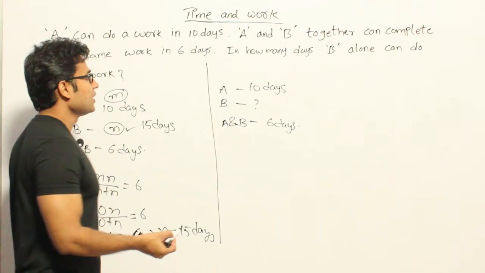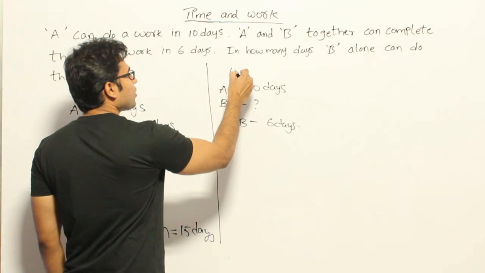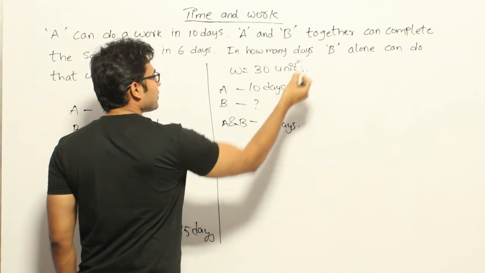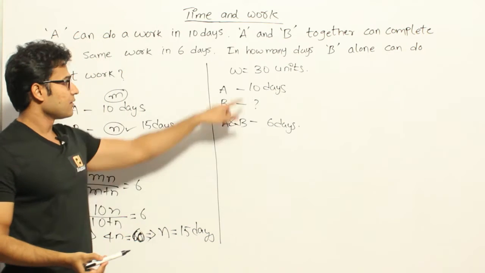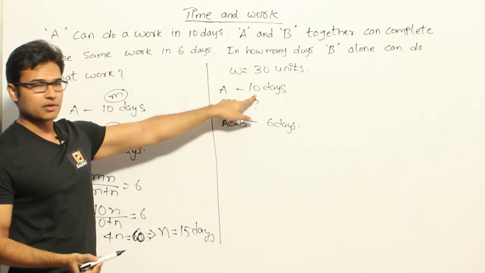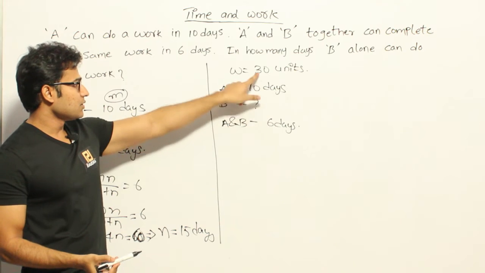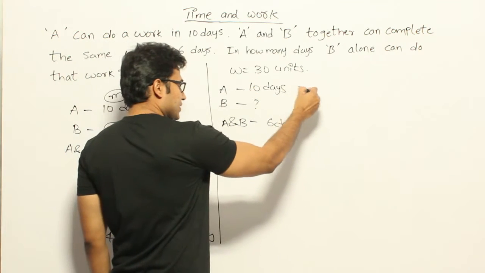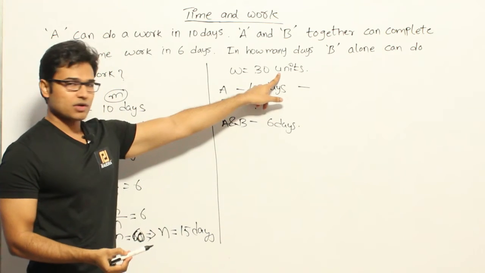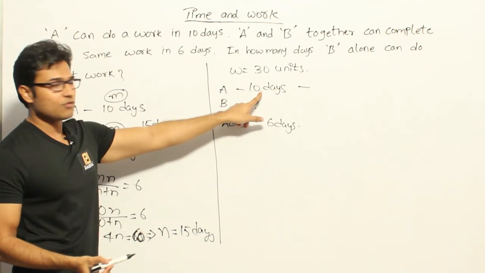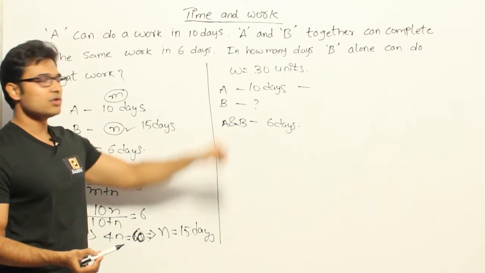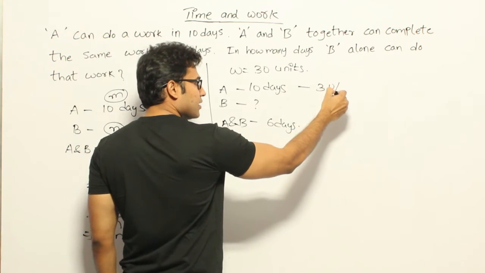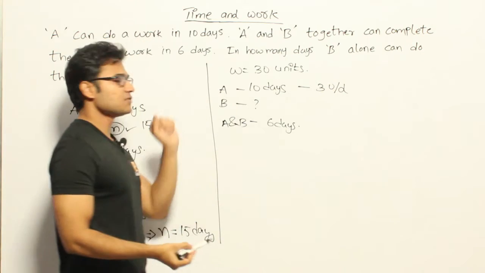It doesn't matter, right? So let us say the amount of work is 30 units. Why 30? Because 30 is a multiple of these two. If you divide 30 by 10, you get a number, and it is also divisible by 6. That is why I have taken it. Now if 30 units is the amount of work done in 10 days, then what is the amount of work that A can do in one day? 30 by 10, which means 3 units per day is the rate at which A is working.